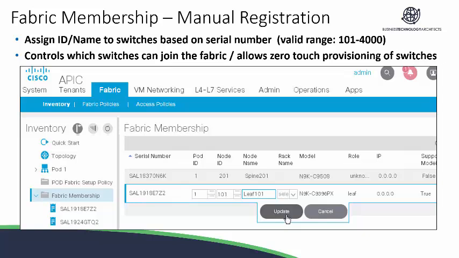So here's how you can manually register. You can assign the ID and name to a switch based on serial number, and that controls which switches can join the fabric and allows zero-touch provisioning of switches. So just because you've discovered a switch doesn't mean it's actually registered to the fabric itself.